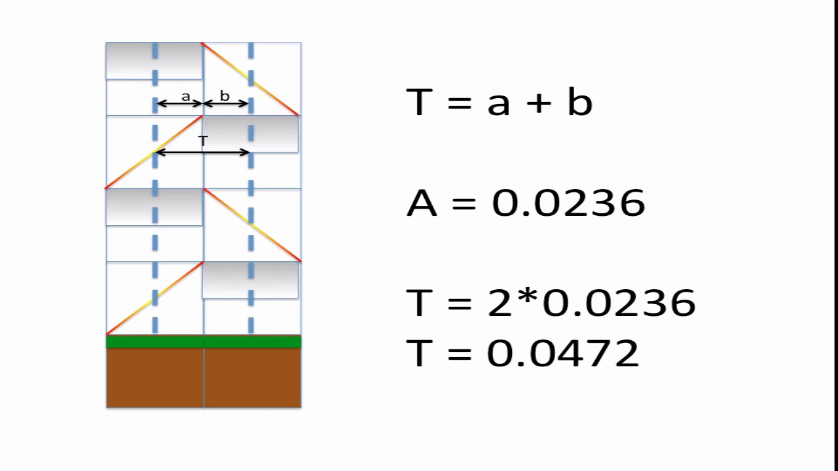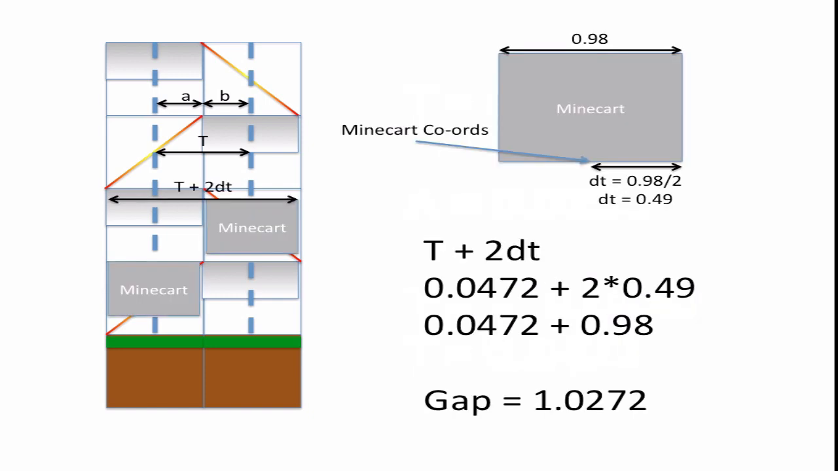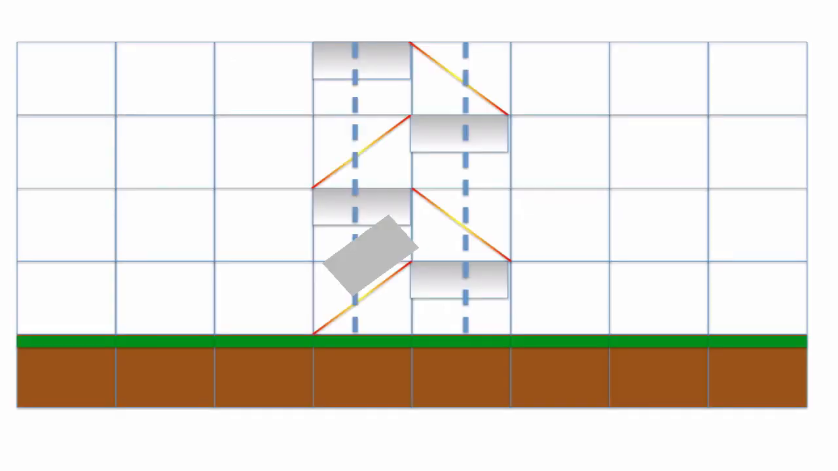But the center of the minecart's position doesn't exactly depict the boundaries of its hitbox. The hitbox itself is 0.49 blocks away from these two centers. So the total gap the minecart is going to be bouncing between is going to be roughly 0.49 times 2 plus 0.0472, which is equal to 0.98 plus 0.0472, which is roughly 1.027 meters. Now we have found the region in which the minecart is bouncing between, we need a way to make the minecart go back and forth.